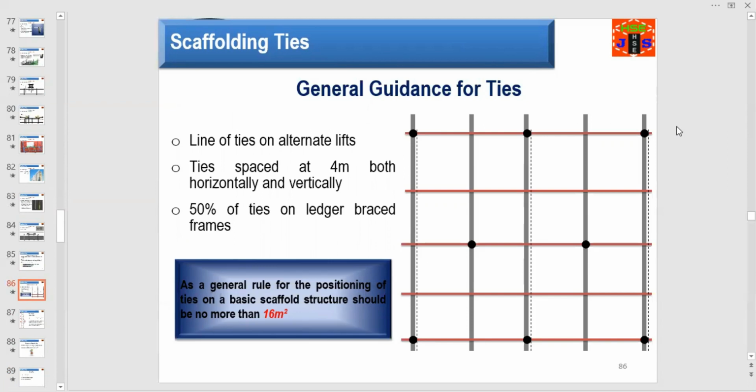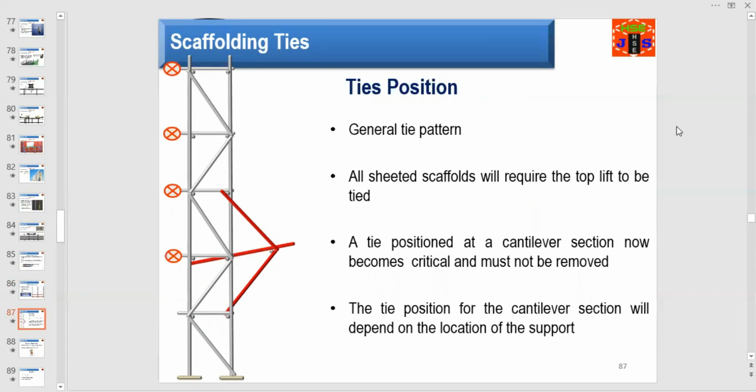Line of ties on alternate lifts, ties spaced at 4 meters, both horizontally and vertically. 50% of ties on ledger braced frames. As a general rule, the positioning of ties on a basic scaffold structure should be no more than 6 meters square. Let us discuss now the tie positions.